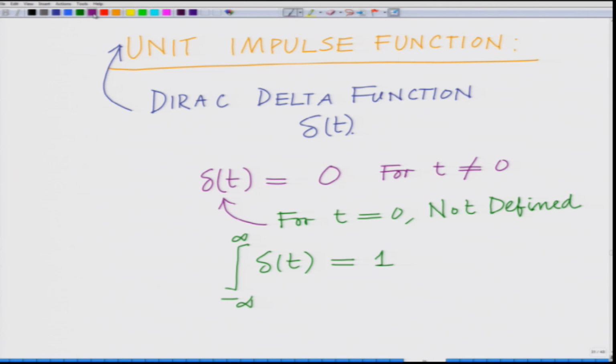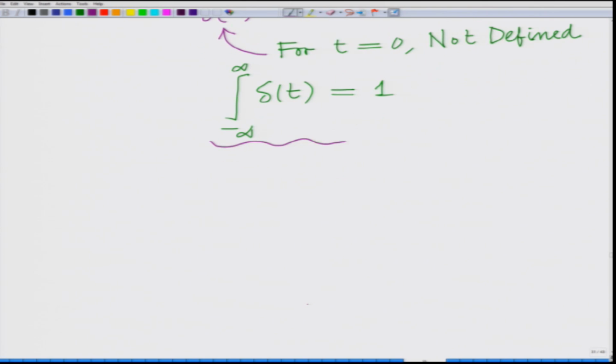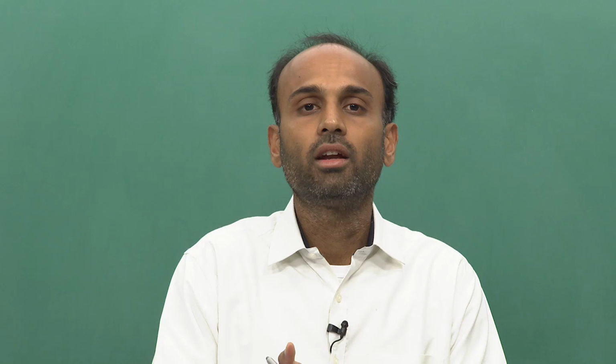That is, the area under this Dirac delta function is always unity. That is, it is 0 everywhere. So, the value at 0 is not defined. However, the area under this, that is the integral from minus infinity to infinity of delta t, is basically unity, that is basically always a constant, that is 1, and it is represented as follows.